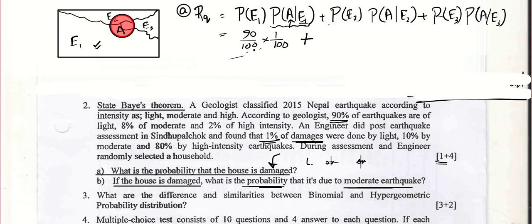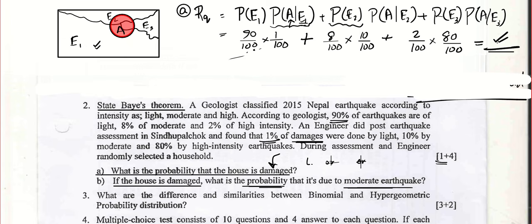Now look at the second one. What is the probability the earthquake will be moderate? 8%. It is given, 8 by 100 multiplied by what is the damage? Yeah, 10 by 100. And of course I am not repeating the last one. Possibility of a high intensity earthquake is 2 by 100 multiplied by 80 by 100. So this is the answer for the first part. You'll get some answer here. You can calculate it, please put it in the comment box. I'm not calculating it, you can do it very easily with a calculator.